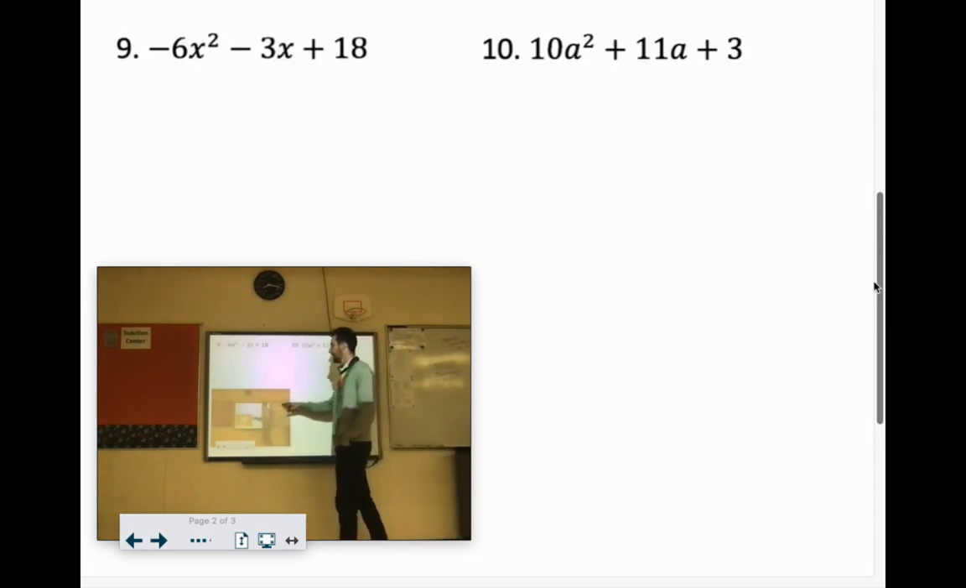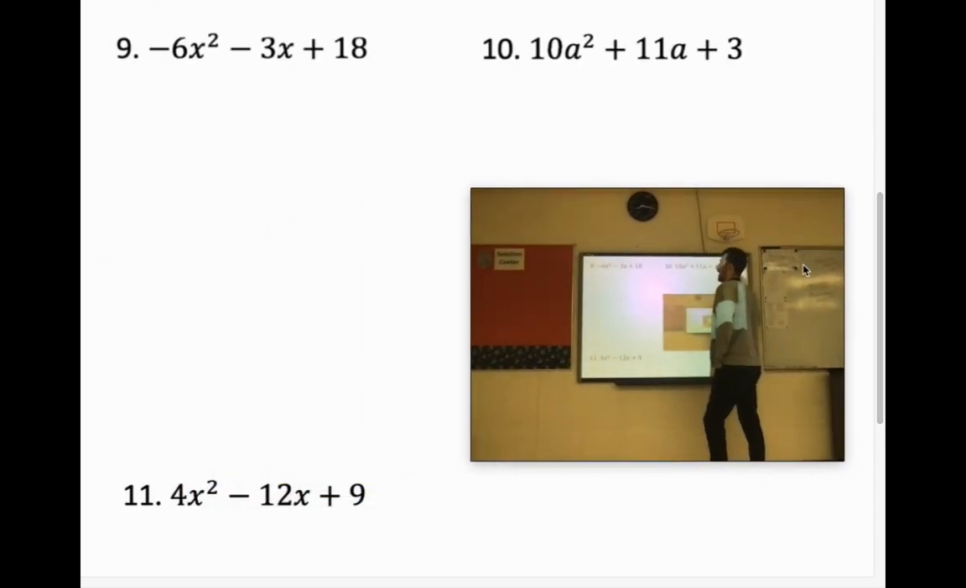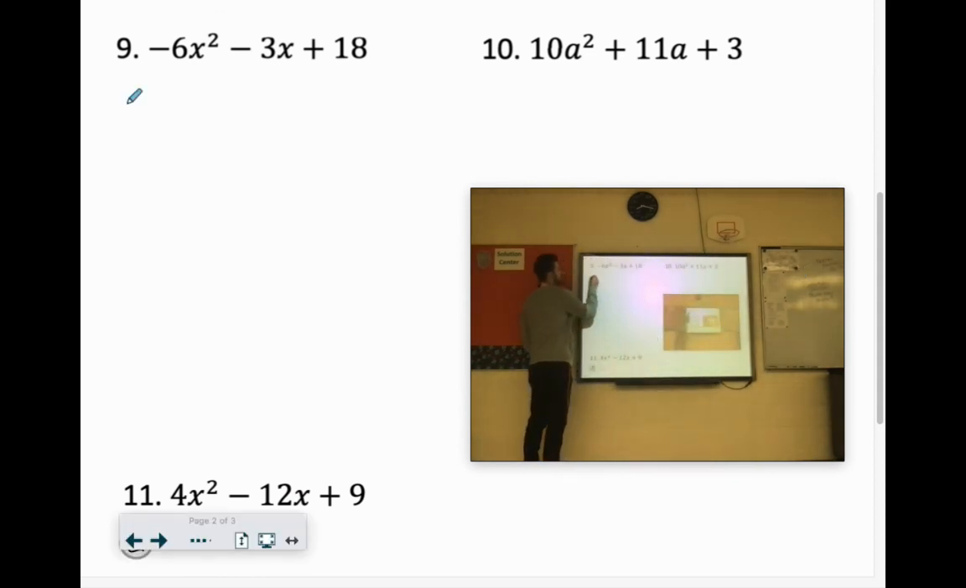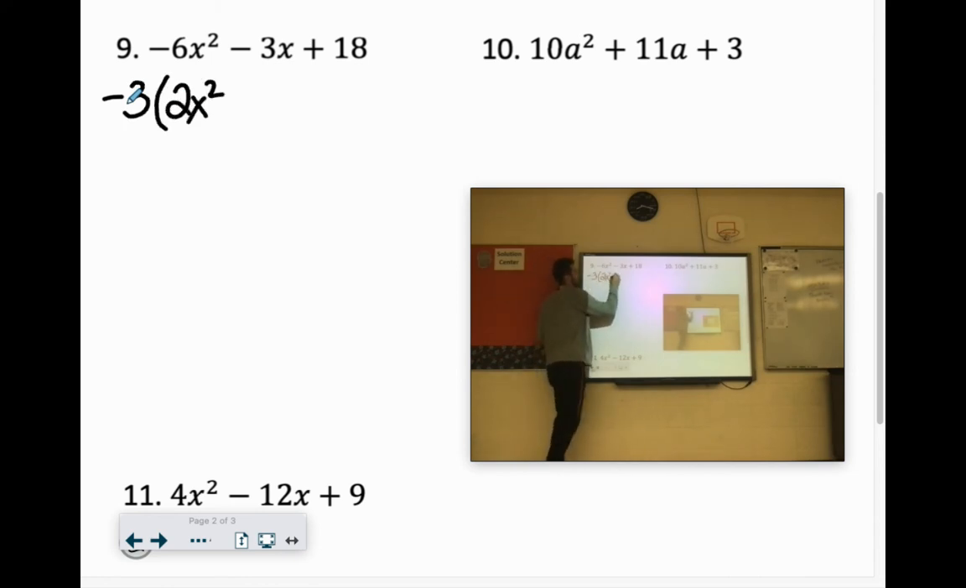Don't forget, if your first term is negative, we have to factor out that negative sign. So in this case, I know I'm factoring out a negative right away. Does anything else go into 6, 3, and 18? Yeah, 3. So we'll factor out negative 3, which would give us positive 2x squared, positive x, and negative 6.